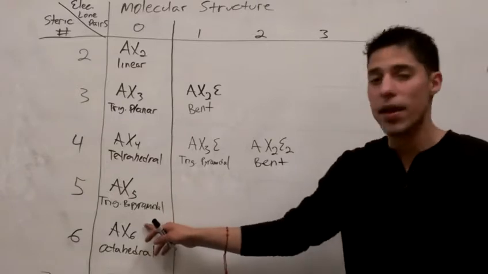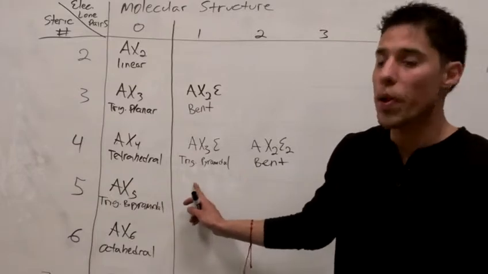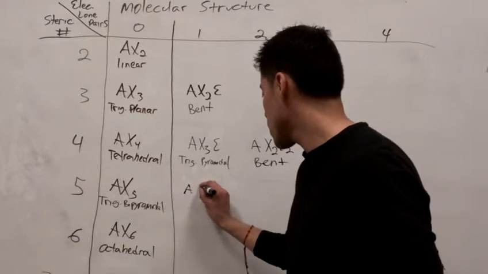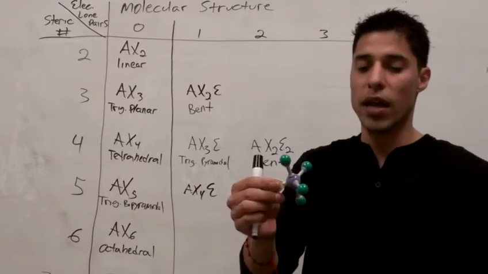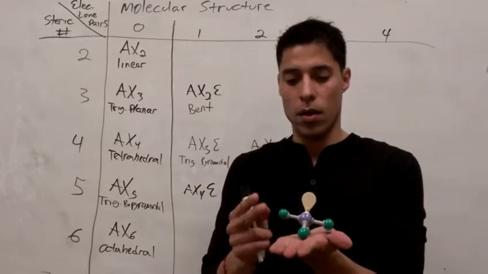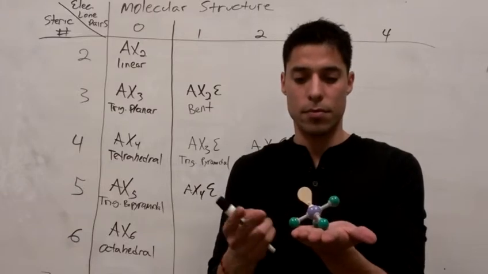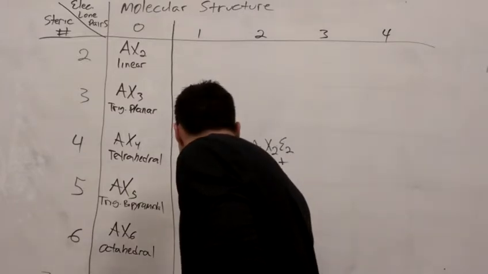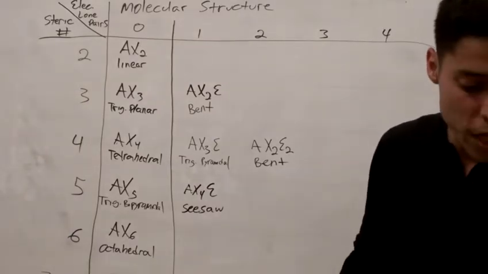Alright, so now we're going to look at the steric number 5 configurations. The first one we're going to look at is with 1 electron lone pair. So that's going to be AX4E1. So 1, 2, 3, 4, and 1 electron lone pair. This one was cleverly named seesaw. So the name of this geometric shape is seesaw. It's cute. Alright, so AX4E1, seesaw geometric shape.